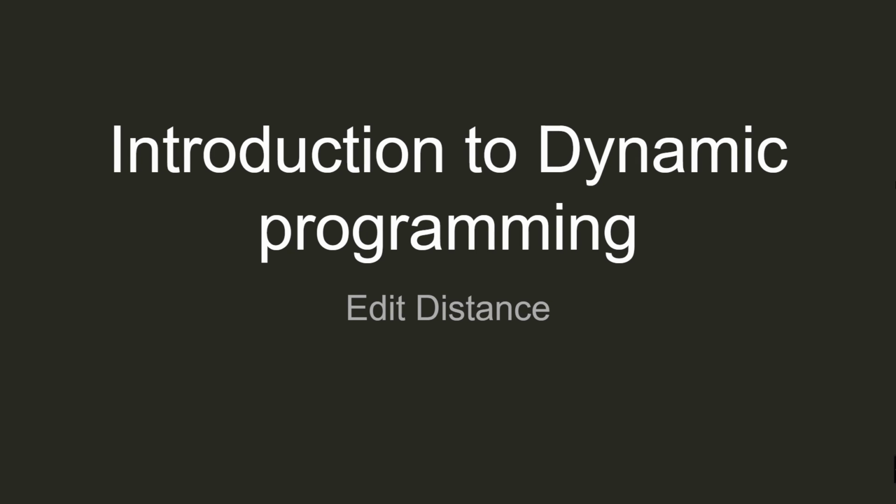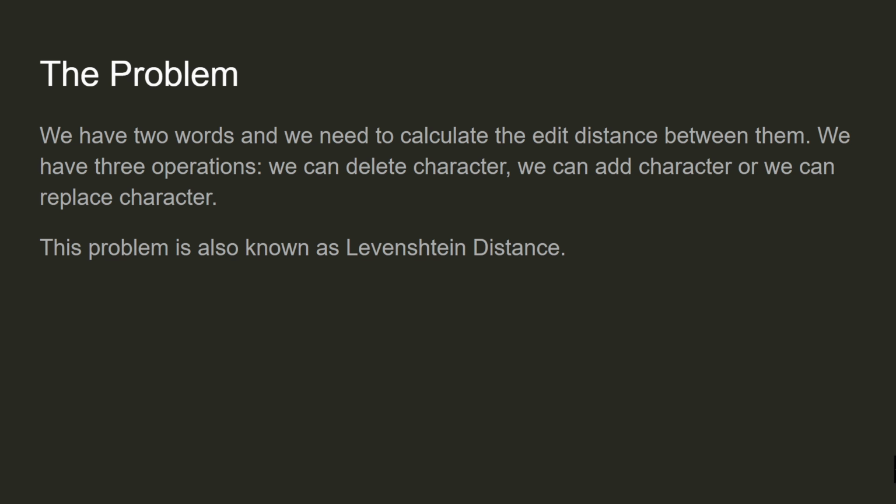We already looked at many problems, but there is still a lot to discover. Let's move to the next problem, the edit distance. We have two words and we need to calculate the edit distance between them. We have three operations. We can delete a character, we can add a character, and we can replace a character. This problem is also known as Levenshtein distance.